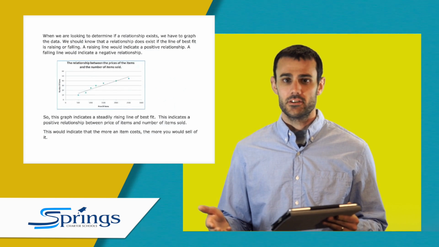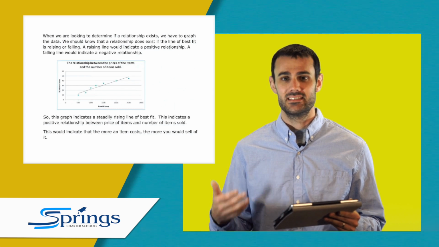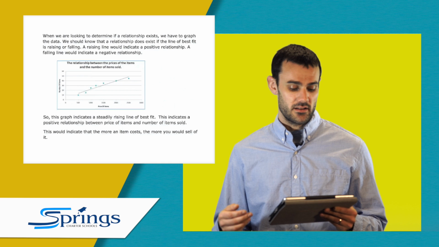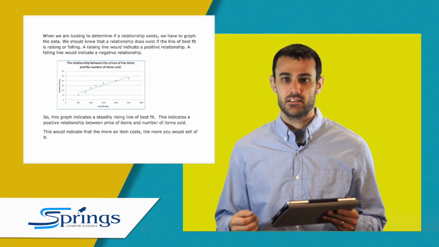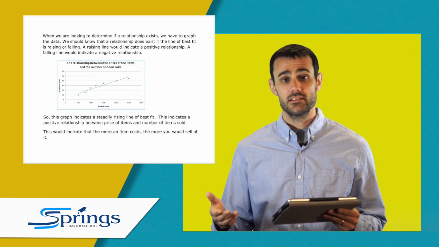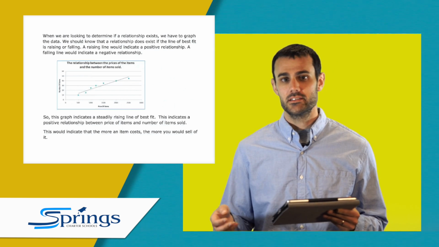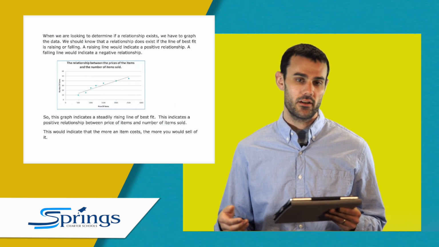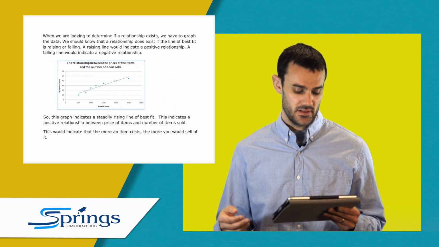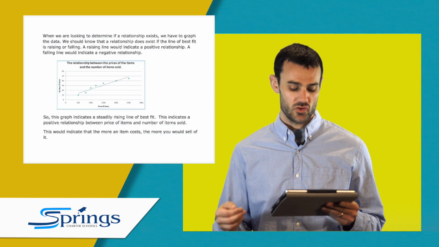So here's a picture of what we have, a nice best fit line. When looking at a relationship to determine if one exists between specific items, we have a graph of data. So now we need to know if a relationship does exist, and we use a best fit line to show if it's rising or falling, positive trend or a negative trend. A rising line would indicate a positive relationship, and of course a falling or downward sloping line would show us a negative trend. This graph in particular shows the price of items and the number of items sold.